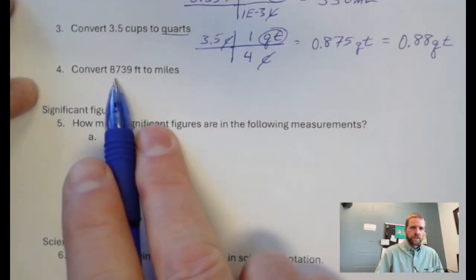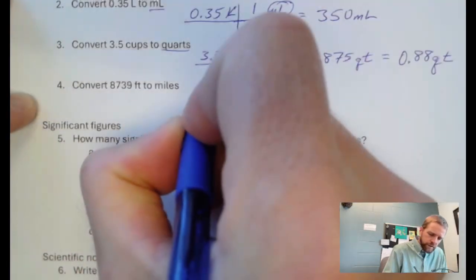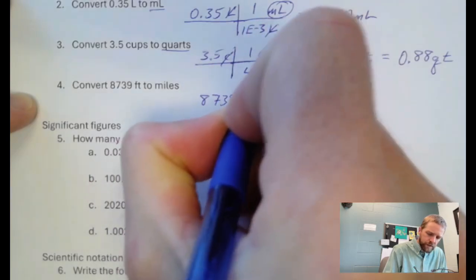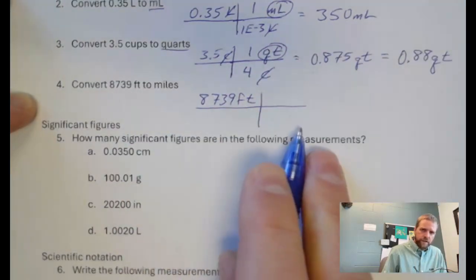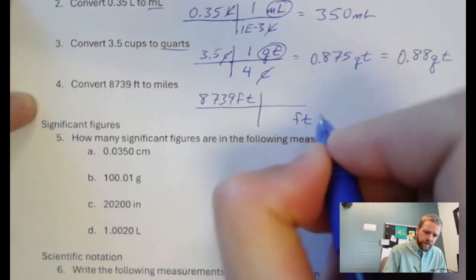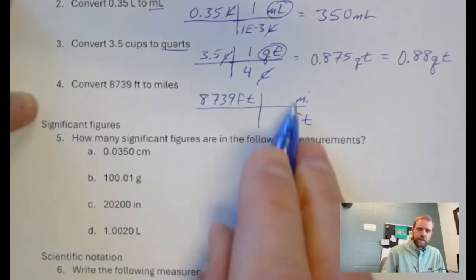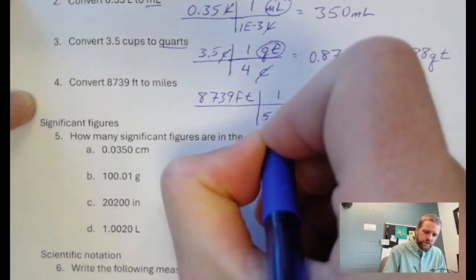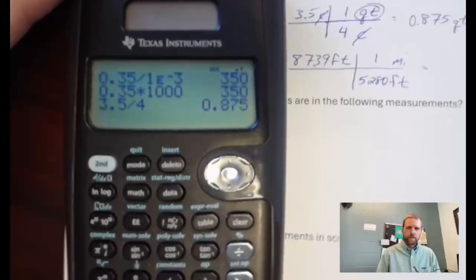Next, convert 8,739 feet to miles. Let's write down 8,739 feet. And then over here, I want to put feet on the denominator and miles in the numerator. And then I want to put in my conversion factor, which is 1 mile is 5,280 feet.